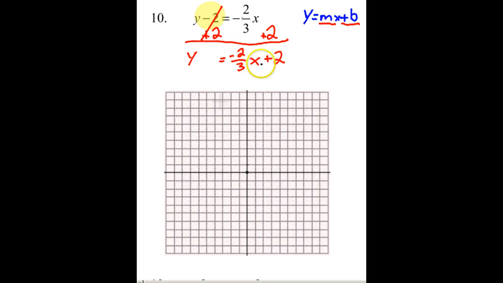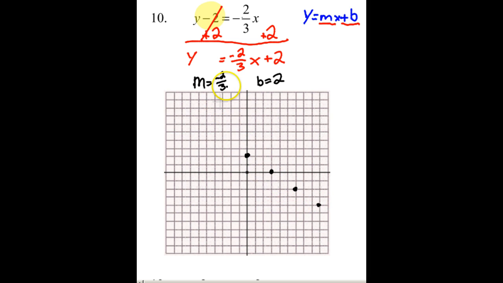So let's go ahead and graph it. I'll even write out that my m here is -2/3, and my b is +2. It's y equals, so we'll start on the y-axis at 2. And then go down 2, right 3. Down 2, right 3. Do that several times.